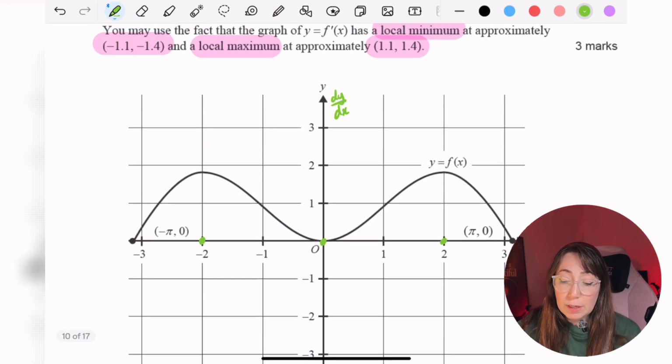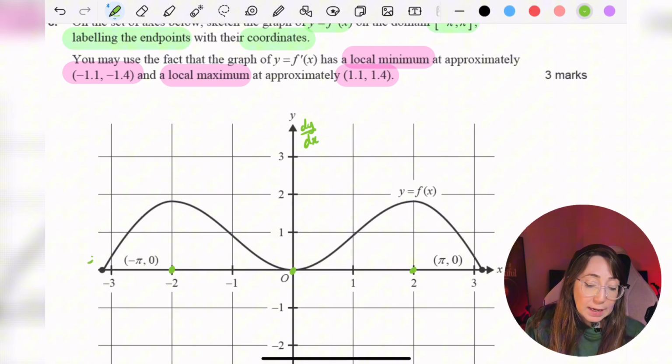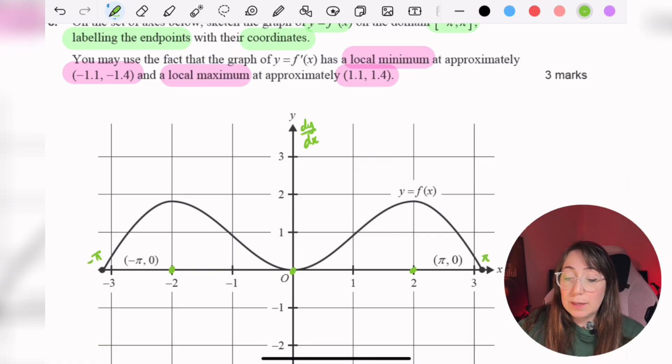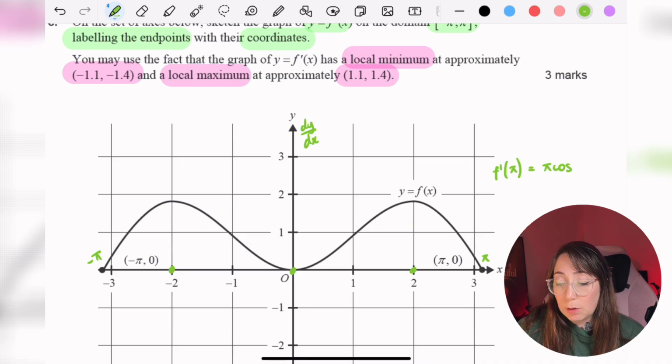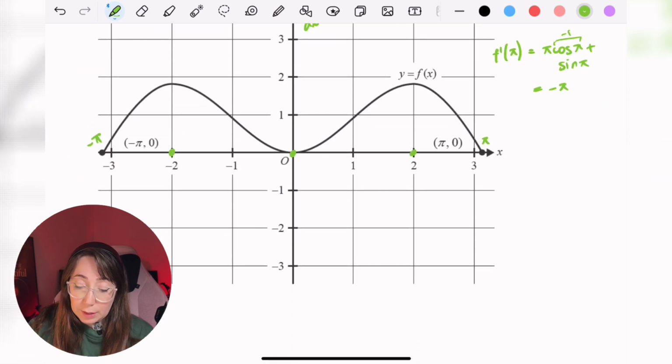Next thing that I can do is look at the endpoints because it specifically told me about labeling the endpoints, which means I need to have a very specific gradient for those. So the endpoints are happening at negative π and π, as they told us. I'm going to sub that into my gradient equation. So f'(π) will be π cos π plus sin π. Now sin π is just 0, cos π is negative 1, so that will end up being negative π. If I put that on the graph, that'll be about here.